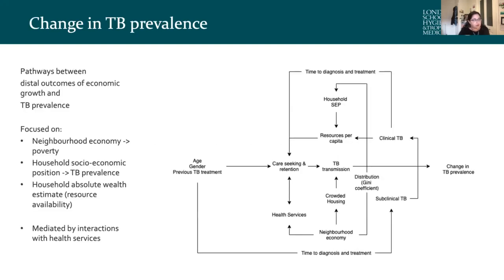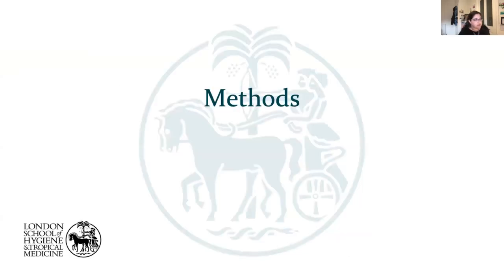So I have a quick slide showing our analytical framework. I won't go into too much detail other than to say that, given that we had data from TB prevalence surveys, we were interested in the link between household socioeconomic position and TB prevalence, as well as between household absolute wealth estimates. And we were interested in how these interactions were mediated by interactions with health services.